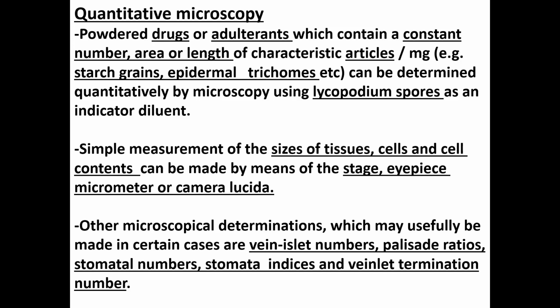Also, simple measurement of sizes of tissues, cells, and cell contents can be made possible by the use of eyepiece and stage micrometer, also by use of camera lucida. I will explain later. There are other microscopic determinations that can be carried out and indicate the identity of the plant material, including the palisade ratio, the stomatal number, the stomatal index, the vein islet number, and vein termination. All these measurements are made on the leaves of the plant.